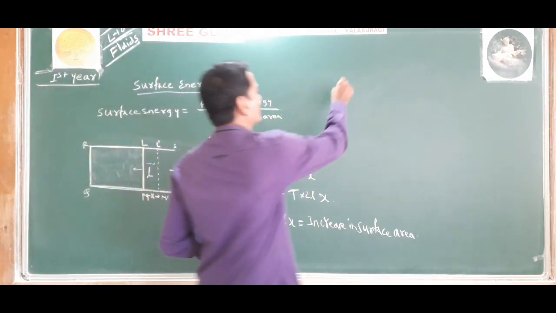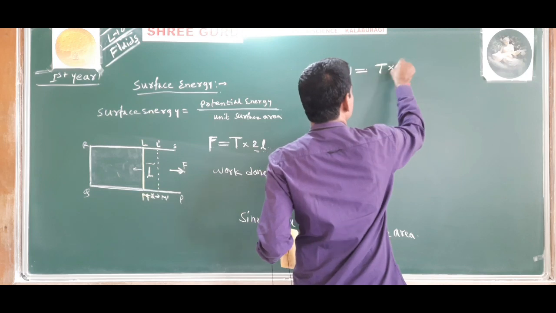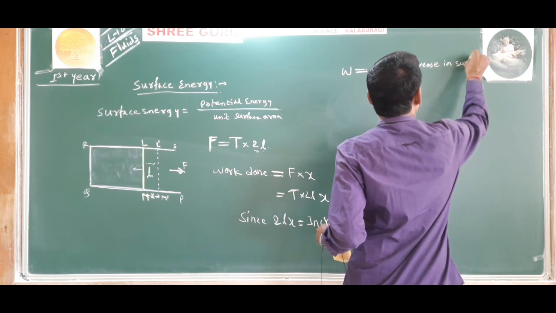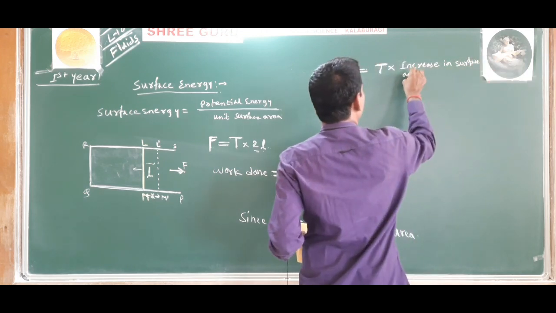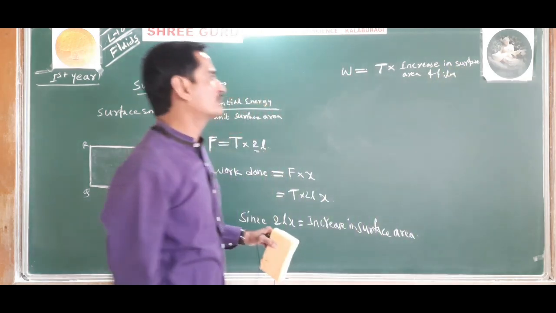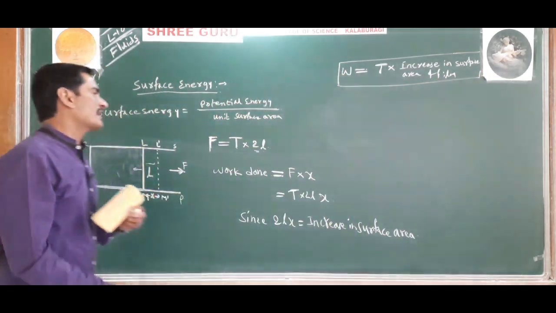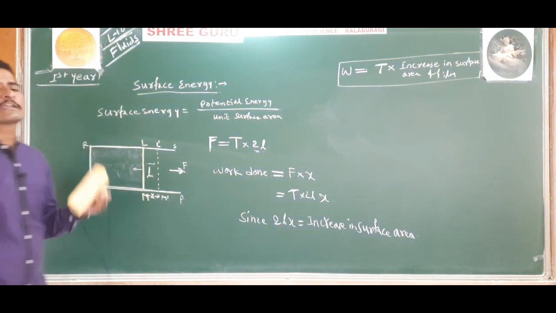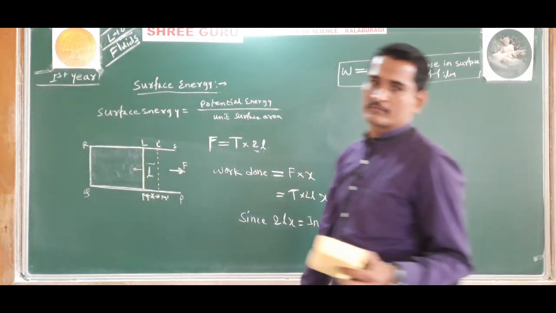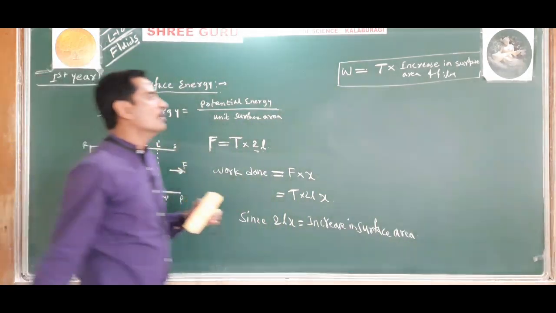So therefore we can write work done is equal to surface tension into increase in surface area of the film. So this is one of the formulas. And this work done is stored as the potential energy of the liquid surface. Further, you can tell that this work done is stored as the potential energy.